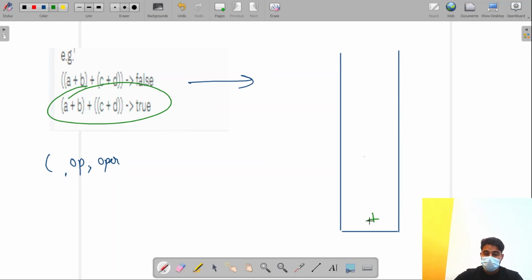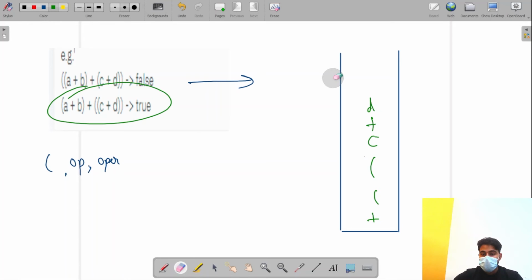There is a push it into the stack. We get this opening bracket, again push it. Opening bracket, again push it, this C again push it, this plus again push it, this D again push it. Now we are getting this closing bracket.